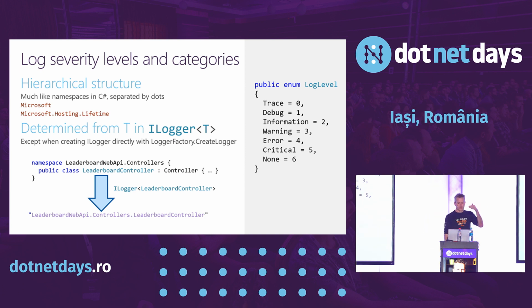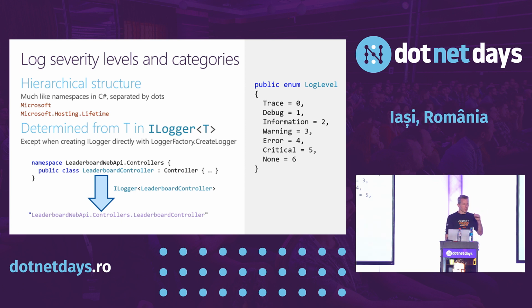And it goes up from 0 to 5. It goes up and it becomes worse and worse. So the higher severity level you choose, the more attention you want to have. The categories are a hierarchical structure. If you think of the category as a string, there's two mentioned, like Microsoft and a more nested one, Microsoft Hosting Lifetime. Those are categories, and you can filter based on those. So it's important to know that there's a hierarchical structure in there.